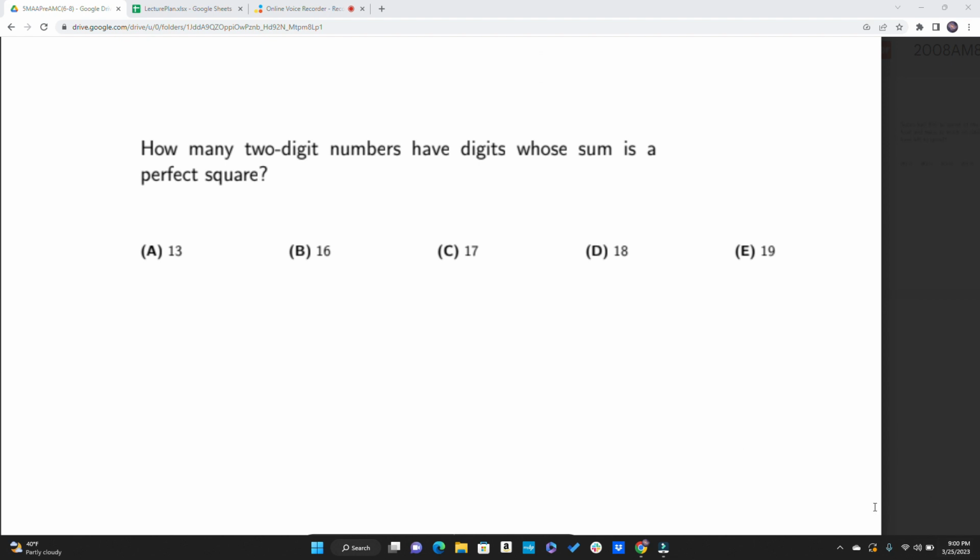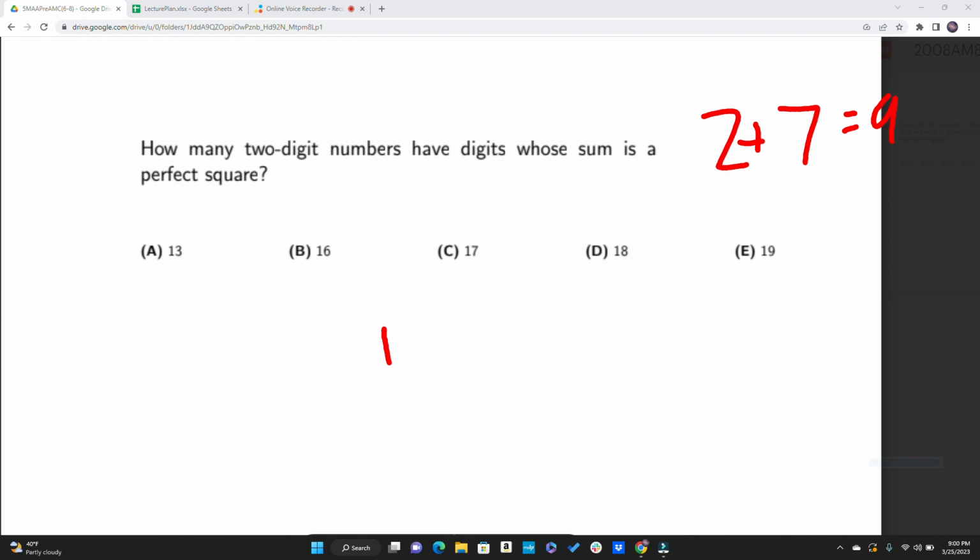How many two-digit numbers have digits whose sum is a perfect square? So that means, for example, like 27. We would add up the digits in 27, 2 plus 7, and that would be 9. And that sum is a perfect square, right? Okay, what other examples are there?